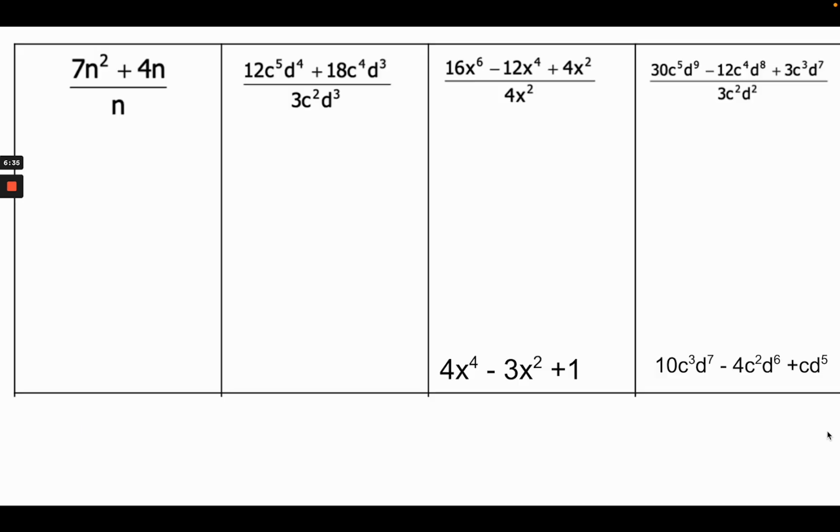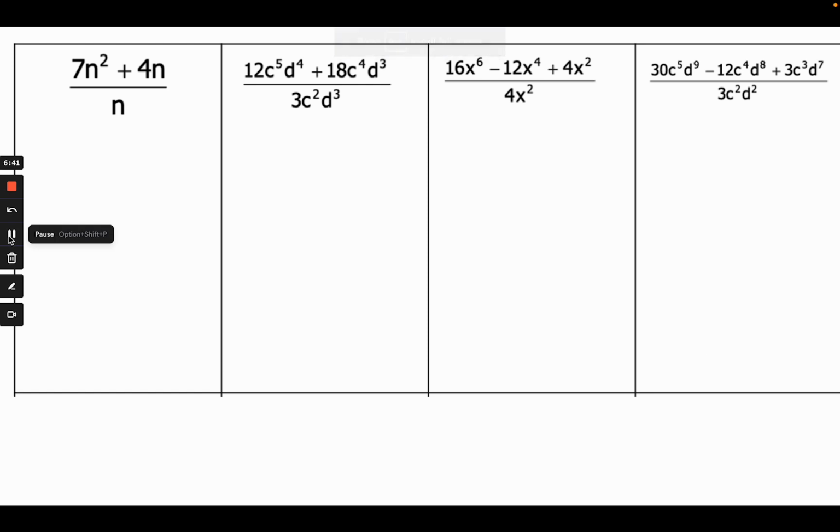Okay, let's go through a couple more together. Here are more examples, and again, we're just going to do the same thing. So I have 7n squared plus 4n divided by n. Again, I'm going to take each term in the numerator and divide it by the term in the denominator. In this case, it's 7n squared divided by n plus 4n divided by n.